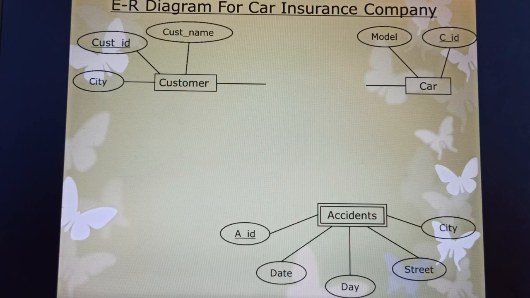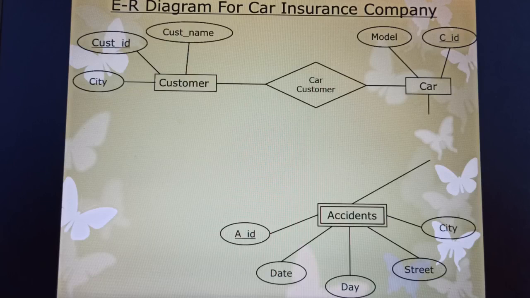So what is the relationship between car and customer? Customer, car. We name the relationship between car and customer as car customer, and it is represented using diamonds because relationships are represented using diamonds. And the relationship between car and accidents is named as car ACC underscore ID. These are the relationships between car and accident.